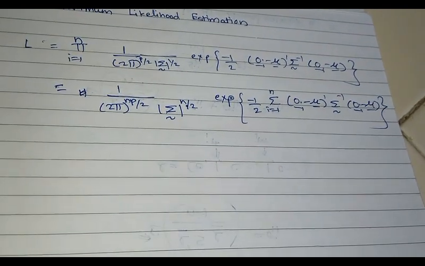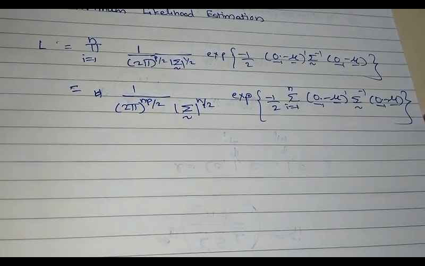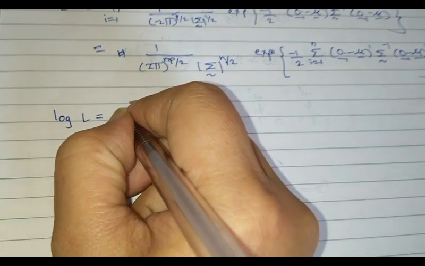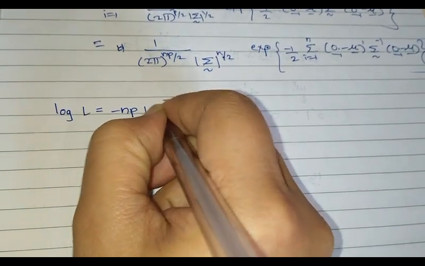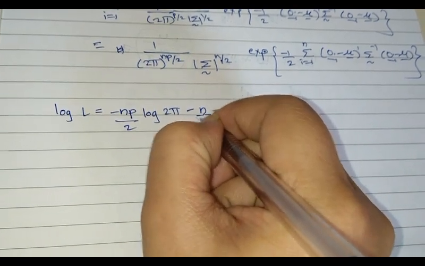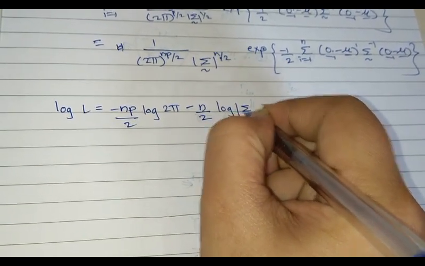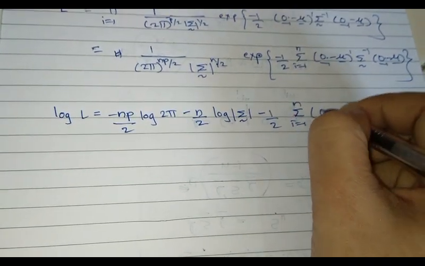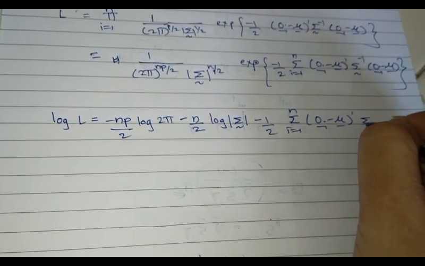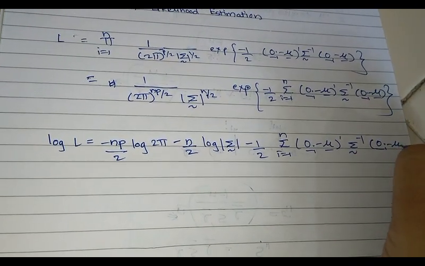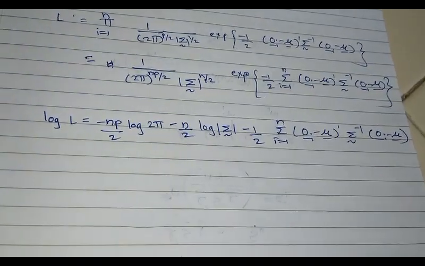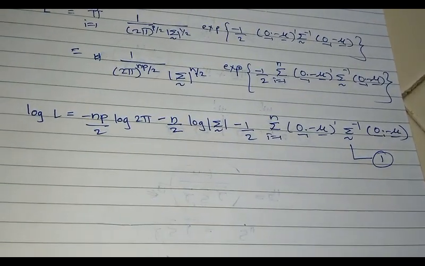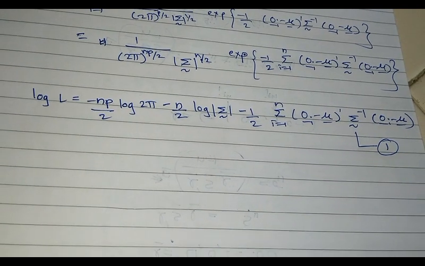Generally we take the log likelihood because it is easier to maximize. So let me do the same thing here. Log of L would be minus np by 2 log of 2 pi, minus n by 2 log of determinant of sigma, and then minus half summation i going from 1 to n of (oi minus mu) prime sigma inverse (oi minus mu). So this is my log likelihood. Let me call it 1. We have to maximize this log likelihood with respect to mu as well as with respect to sigma.